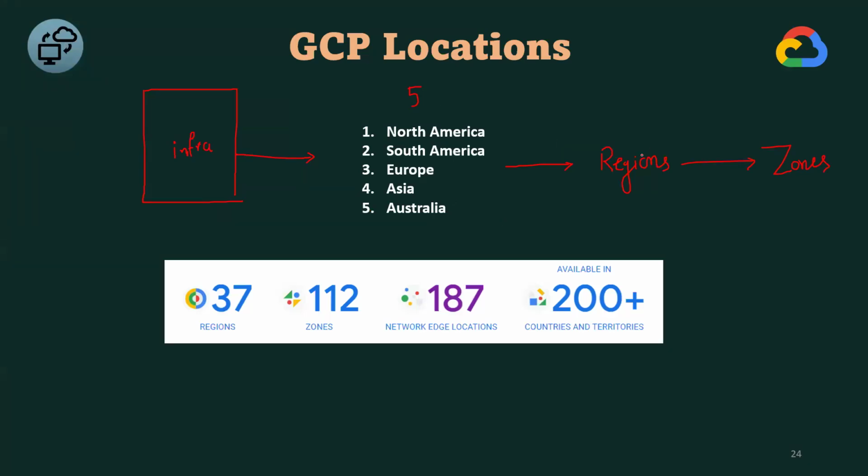Each location is divided into regions. Each region is further divided into zones. So this is how Google has a total of 5 locations. GCP has a total of 5 locations, 37 regions so far, 112 zones, and 187 network edge locations, and it is available in almost 200 plus countries. The entire GCP's resources, or you can also call them GCP's data centers, are available in 5 locations, and these 5 locations are further divided into regions. These regions are further divided into zones.